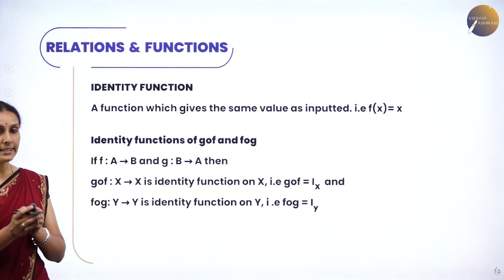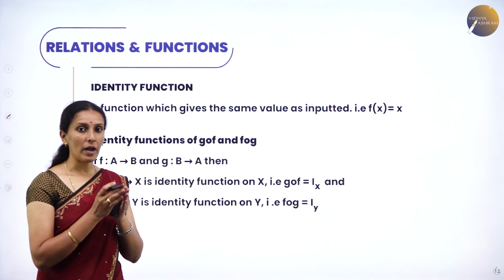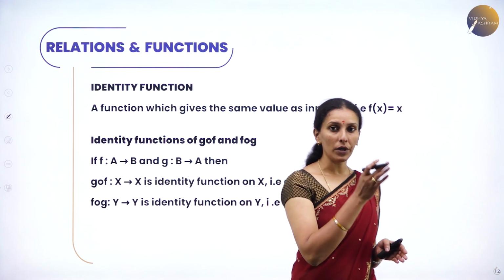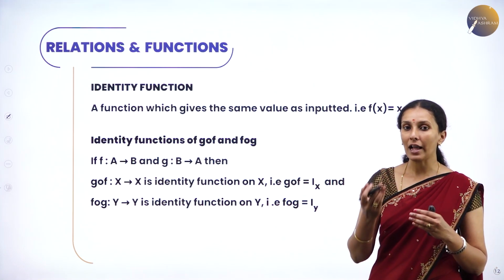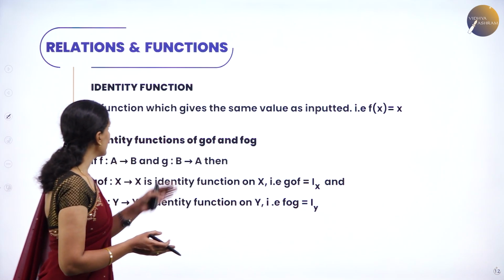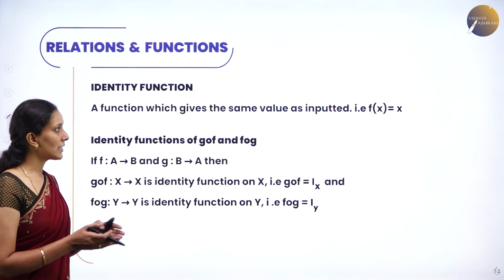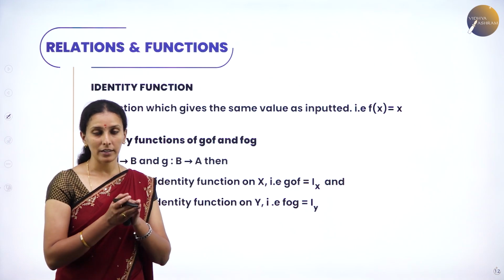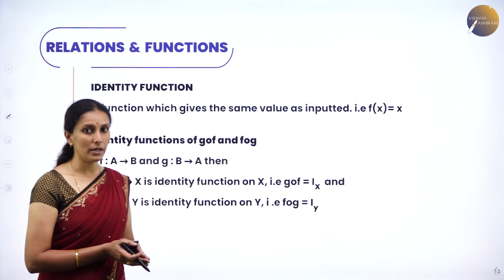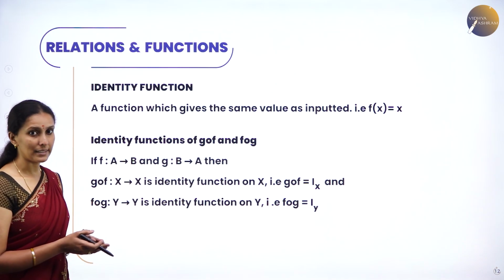We know that identity function is a function from the set of real numbers to real numbers where f of x is equal to x only. That is, whatever the value you input, the same output you will get. Thus, we can say a function which gives the same value as inputted, that is f of x is equal to x, where x belongs to the set of real numbers, is nothing but identity function.